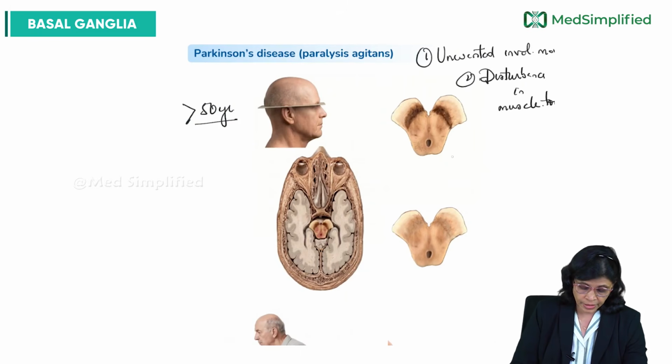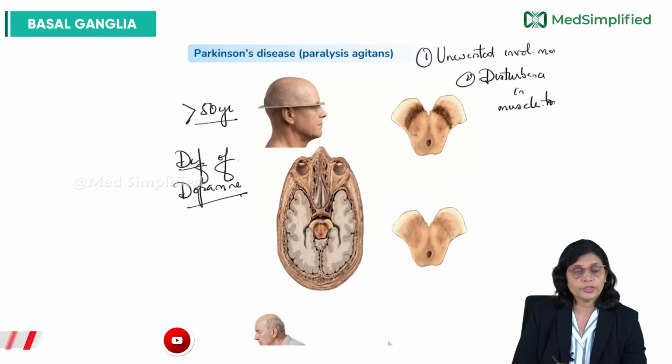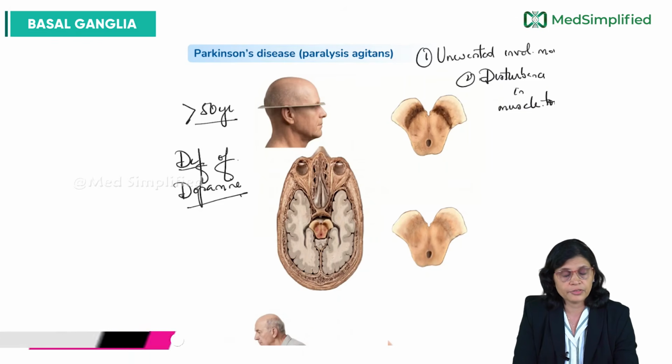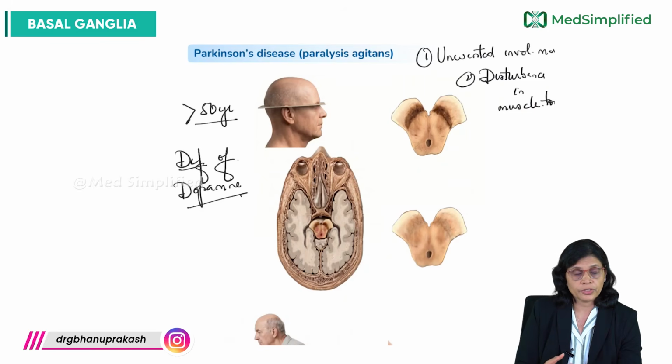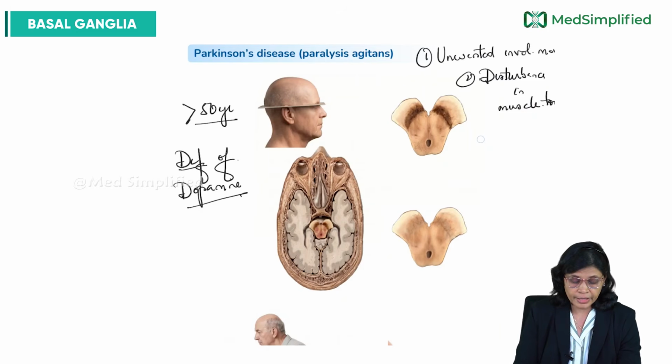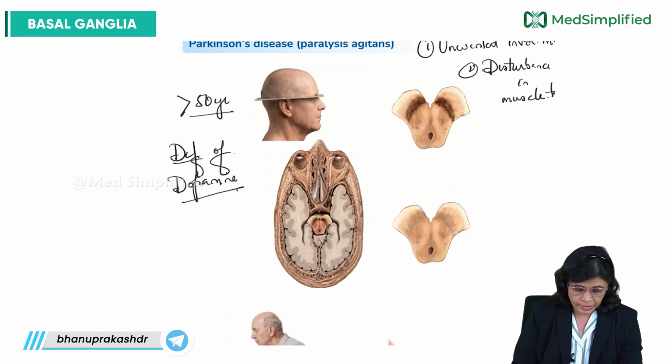This is mainly due to the deficiency of dopamine, the neurotransmitter. There is deficiency of dopamine in the corpus striatum, which is mainly due to disease of the substantia nigra, where the precursor of dopamine is produced, and through the nigrostriatal fibers it comes to the corpus striatum. Dopamine is synthesized in the melanin containing pigmented cells of substantia nigra.